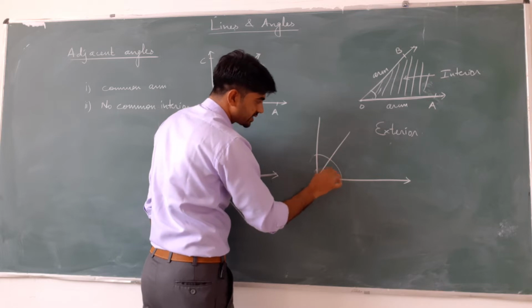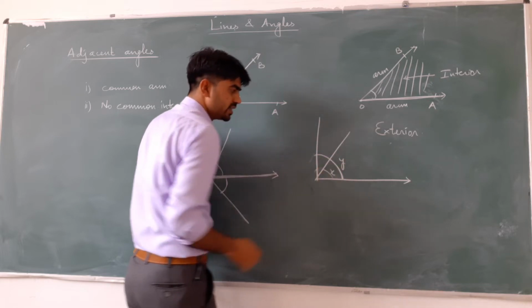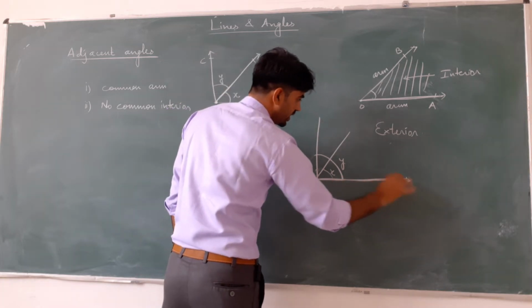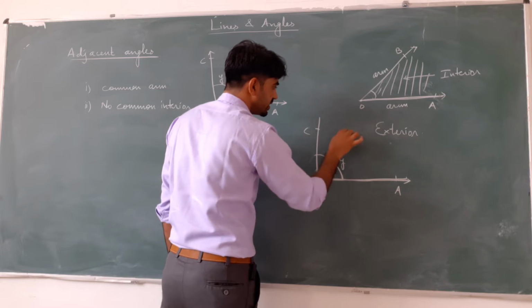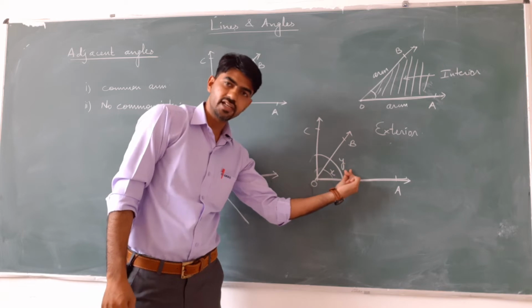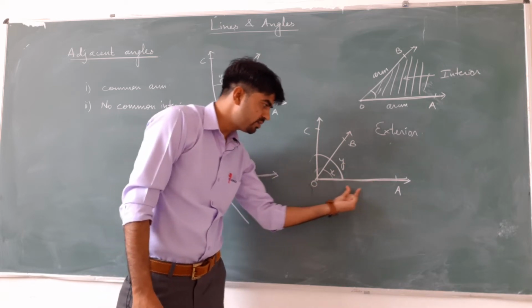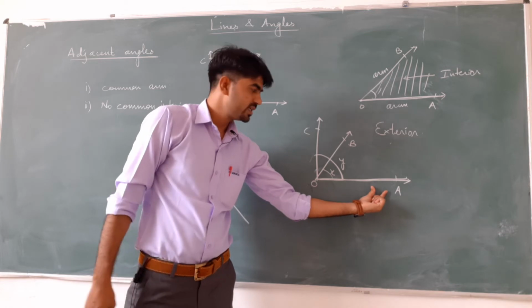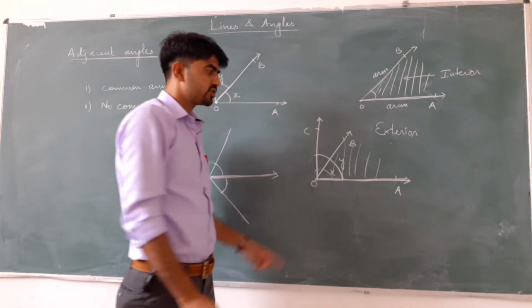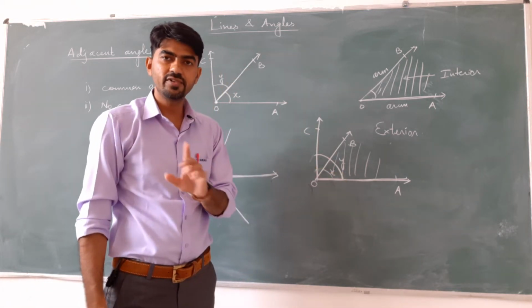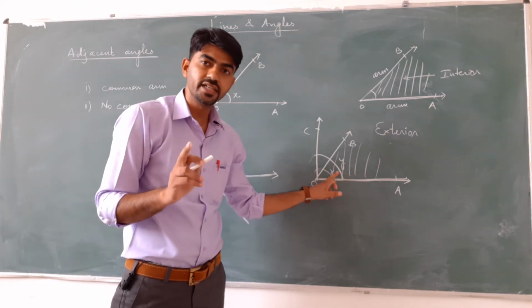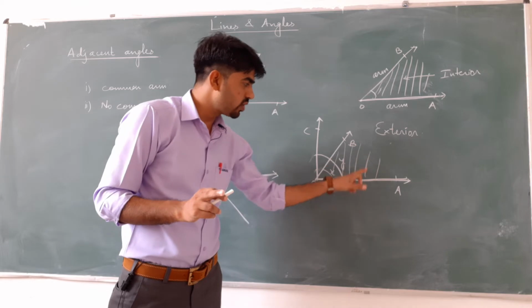Suppose this is X and this complete angle is Y. They are having a common arm, this one, O, A, B, C. So X and Y, both angles are having common arm OA, but they are also having a common interior. This interior is common. So in this case, X and Y are not adjacent, because they are having a common interior.